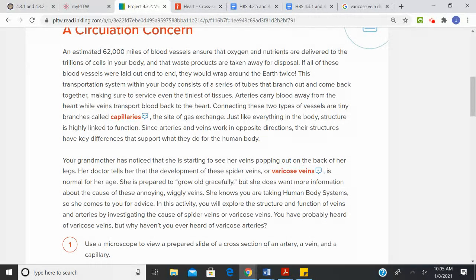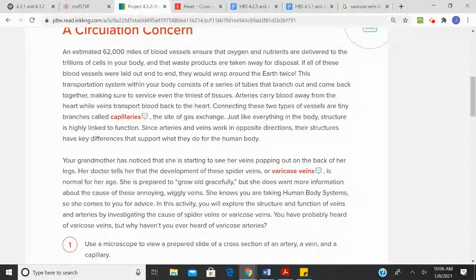You have little branches of the main arteries and veins that branch out and give the smallest parts of the body the oxygen that they need. Think of it like a tree branch: you have a main trunk, and then little branches and smaller branches from there. So the scenario here is your hypothetical grandmother has noticed she's starting to see her veins popping out in the back of her legs.